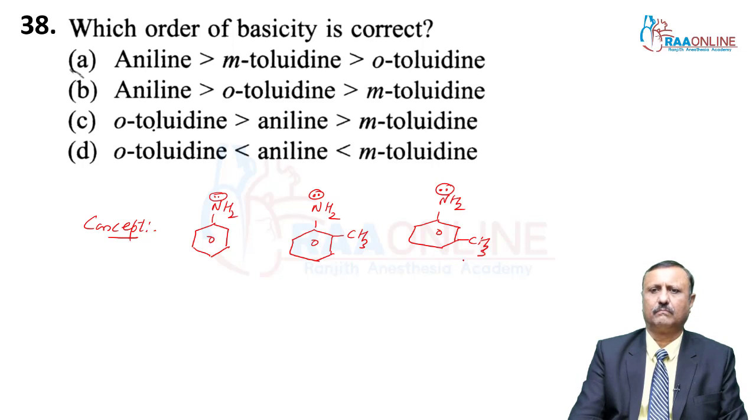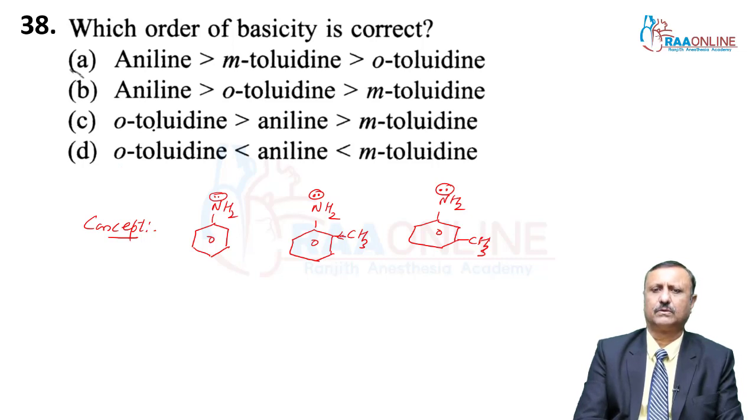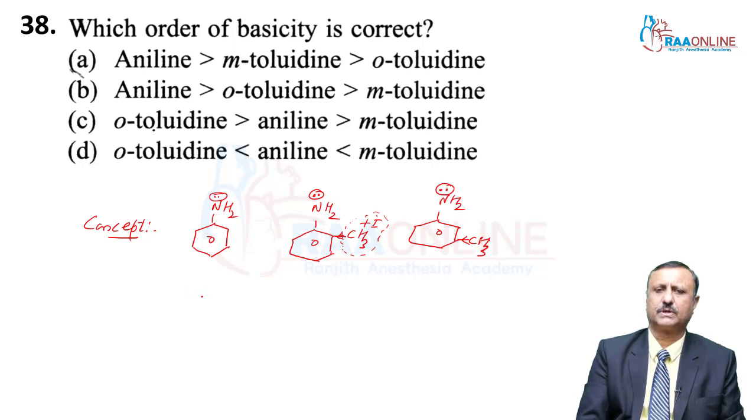Which basicity order is correct? Question number 38. My dear students, here you can see the toluidine, this methyl group repels the electrons, so a plus I effect is produced, and due to the plus I effect, these are more basic because they repel the electrons. Here, my dear students, what is the problem? The problem is that when this CH3 group is present on the ortho position, the ortho effect occurs.